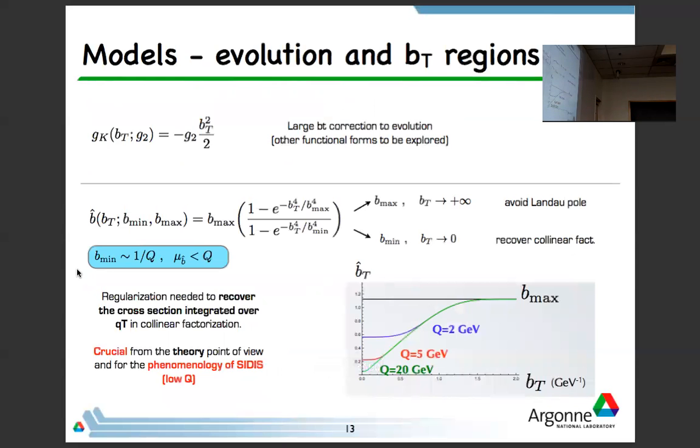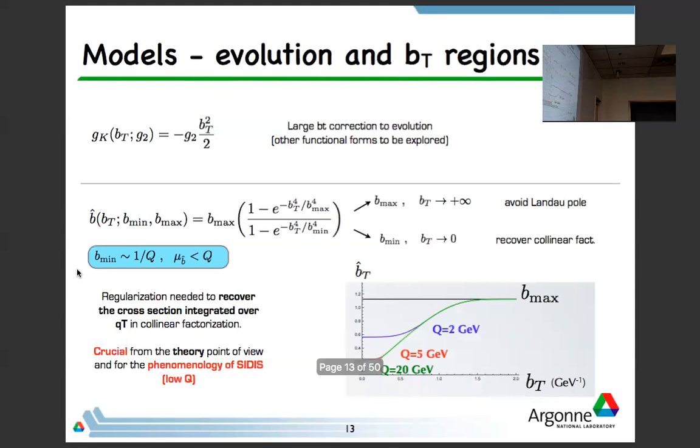Also, it's important to specify the functional form for the separation between the low bT and the large bT. It's important to have a bmax cutoff to avoid the Landau pole. And we understood that it's also rather important from the phenomenological point of view to have a lower value for b. So the bmin cutoff here is first of all needed from the theoretical point of view if you want to integrate your cross section over qT and get the expression in collinear factorization. That's something that we know from the formalism. We also know from the formalism that this bmin parameter goes like 1/Q. And phenomenologically, we see that it's rather important in semi-inclusive DIS, because Q in semi-inclusive DIS is low, and this bmin can be significantly large.